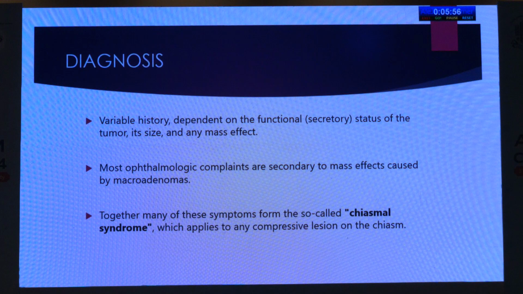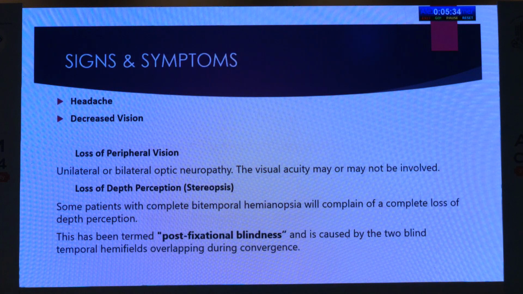Diagnosis: variable history depending on the functional status of the tumor, its size, and whether it has any mass effect. Most ophthalmologic complaints are secondary to the mass effect caused by the macroadenomas. Together, many of these symptoms form the so-called chiasmal syndrome, which applies to any compressive lesion of the chiasma. Now coming to the brief signs and symptoms: headache, we all know it could be related to some kind of neuro-ophthalmology complaint. Decreased vision.